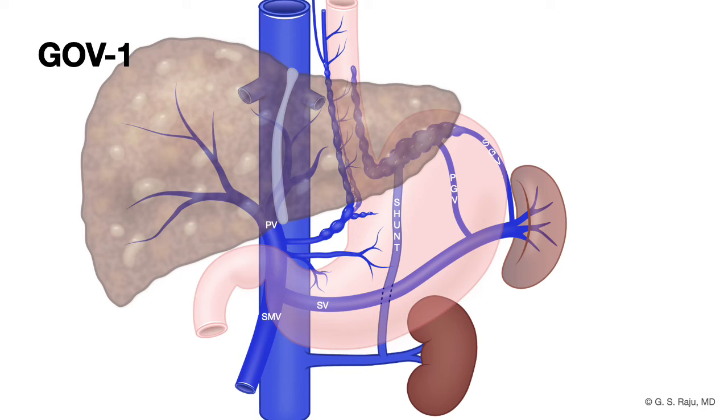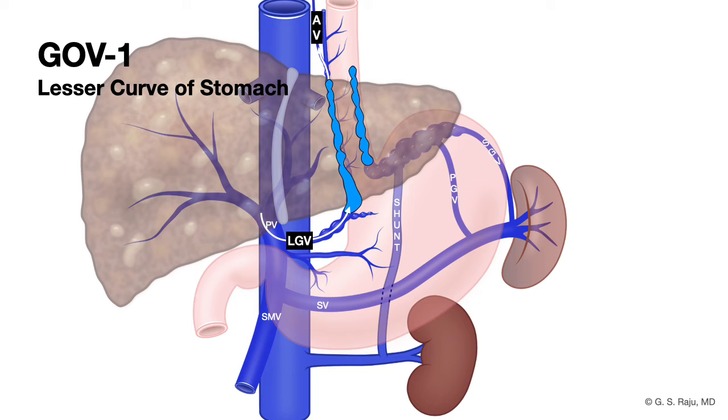How about gastroesophageal varices 1, or GOV1? We've learned that these varices start in the lesser curve of the stomach and go up into the esophagus. The supply is from the portal vein, left gastric vein, into the varices. And the drainage is via the azygous vein into the heart via the superior vena cava.